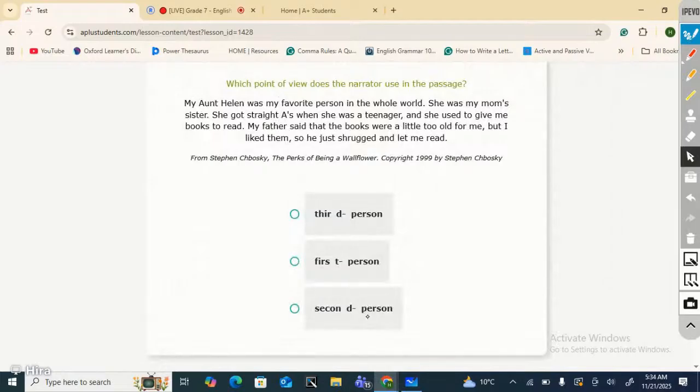My Aunt Helen was my favorite person in the whole world. She was my mom's sister. She got straight A's when she was a teenager, and she used to give me books to read. My father said that the books were a little too old for me, but I liked them, so he just shrugged and let me read. Which point of view does the narrator use in the passage? Third, first, or second person?